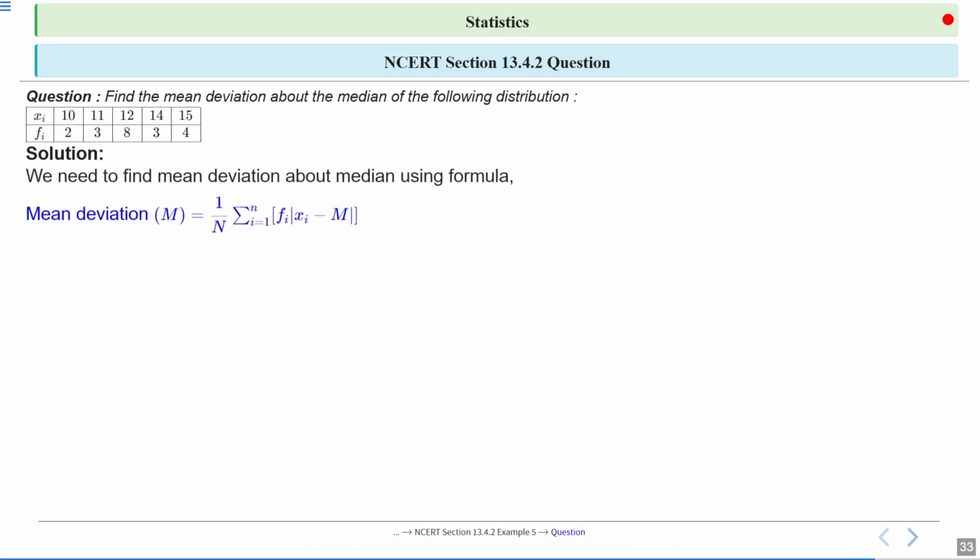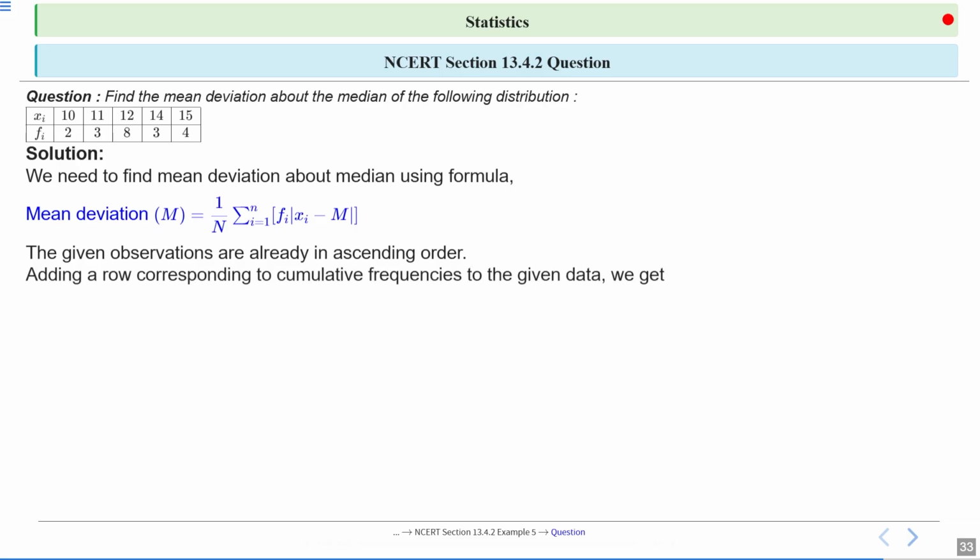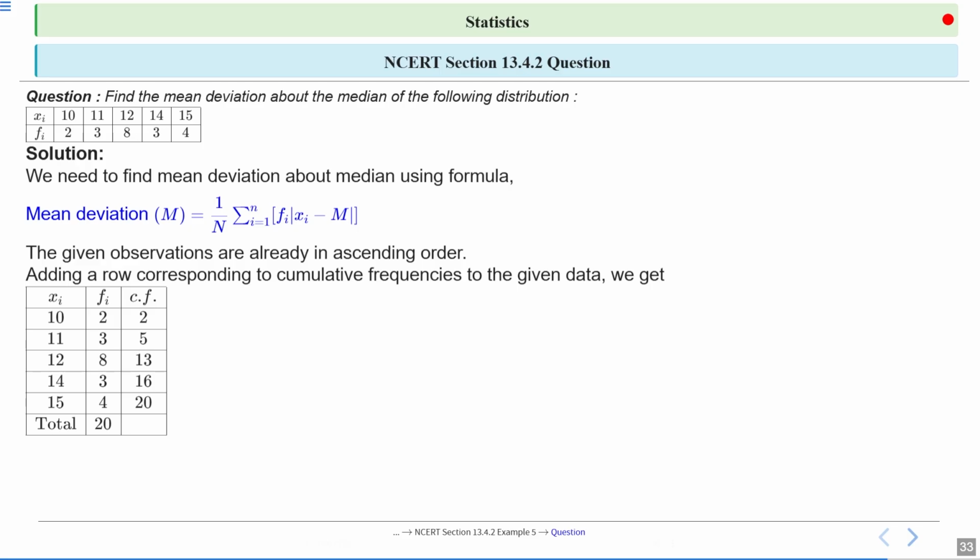We need to find mean deviation about median using formula. Mean deviation is equal to 1 by n summation i equal to 1 to n f_i times mod of x_i minus m. And the given observations are already in ascending order. And here adding a row corresponding to cumulative frequencies to the given data, and then we get this table. Okay, so in this table here you can observe in the first row the values of x_i, in second row the values of the corresponding frequencies.